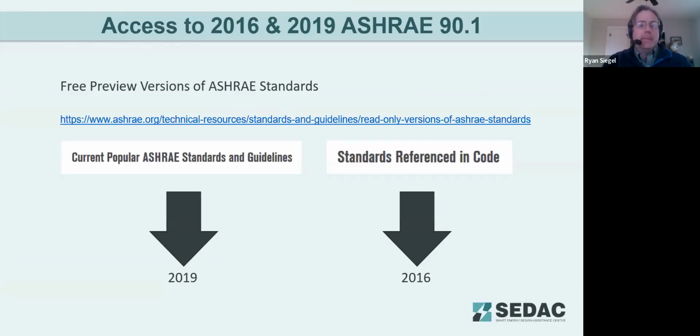So, today we're going to be focusing on the 2019 version of ASHRAE 90.1. ASHRAE does make available free preview versions of their standards. The International Code Council also provides free preview versions of their codes. Again, providing a web address here for that.